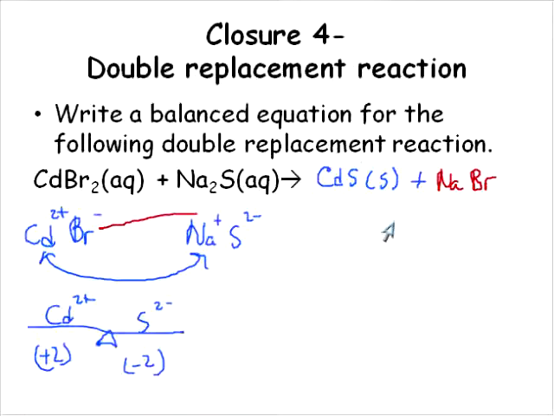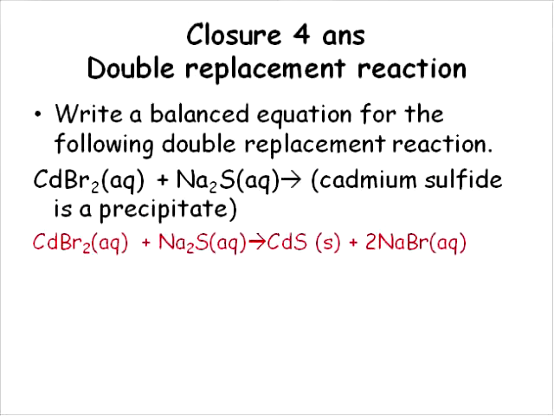It's not balanced. We have 2 sodiums, and we only have 1 sodium here. If we put a 2 here, that gives us 2 sodiums and 2 bromines. So we have 2 sodiums here, 2 bromines here. We have 1 cadmium, 1 sulfur, and so this is balanced. Now let's take a look at it here. Okay, balanced equation.